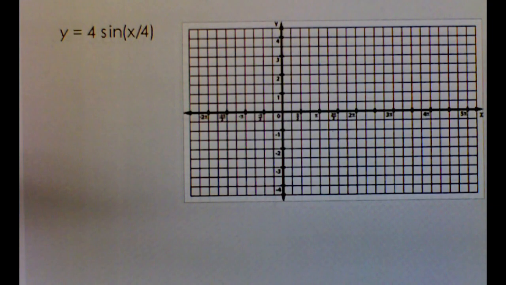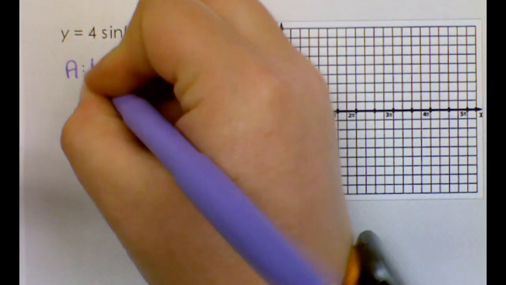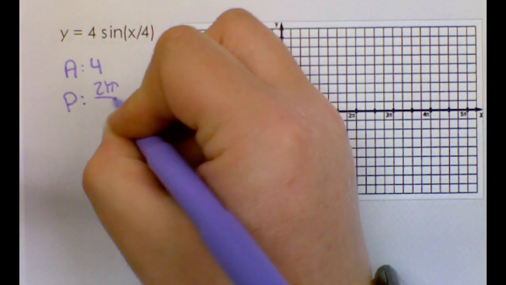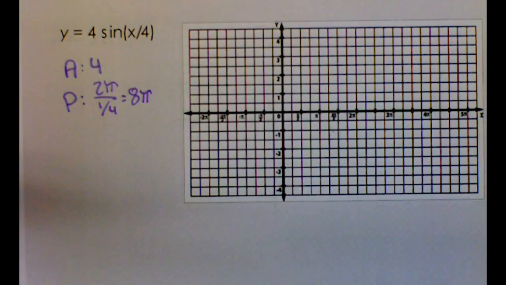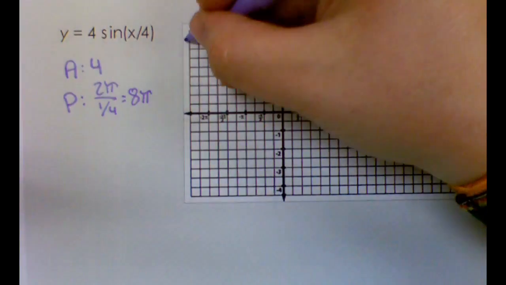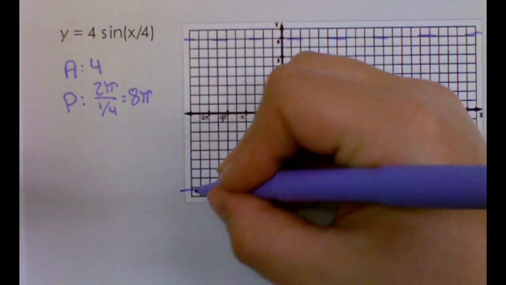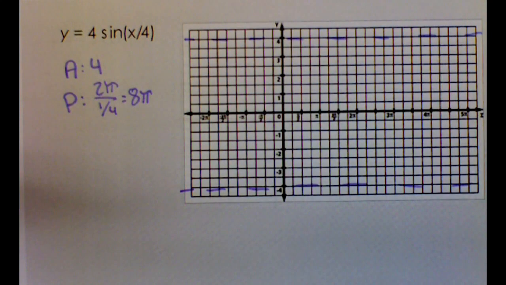4 times the sine of x over 4. We start off with amplitude. The amplitude here is 4. The period is 2 pi over 1/4, which is 8 pi. So our maximums are 4. Our minimums are -4. And we repeat every 8 pi, which means that doesn't even fit a full period on this graph.